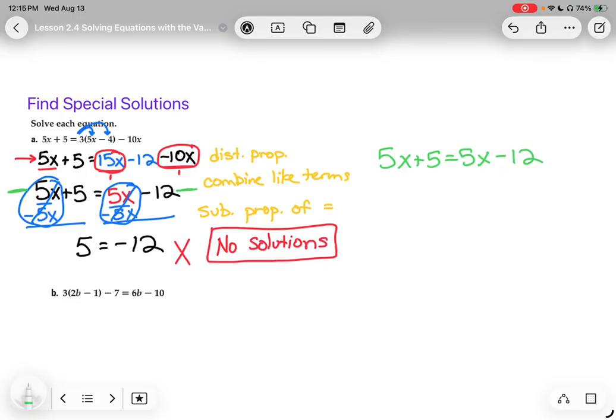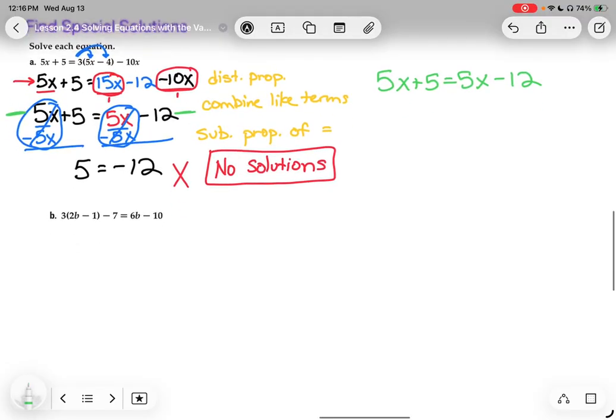Both sides have 5x in them, so whatever you plug in for x, the 5x's are going to be the same. But on the left side, we take that value and add 5 to it, and on the right side, we take that value and subtract 12 from it. So no matter what value of x we have, those two sides are never going to be equal. So this one has no solutions.